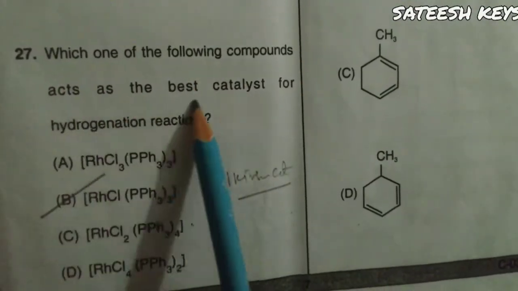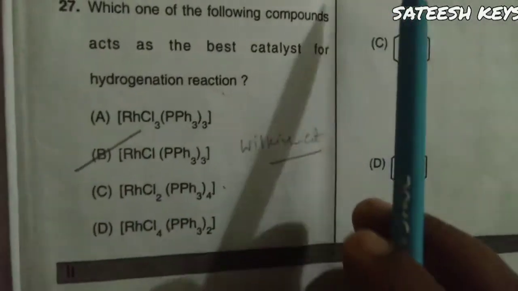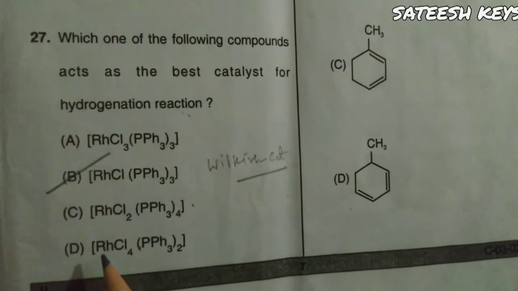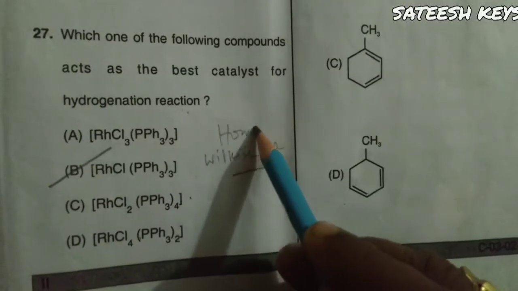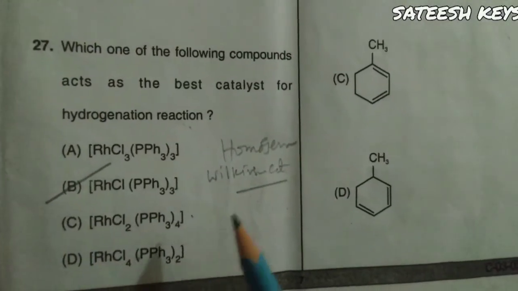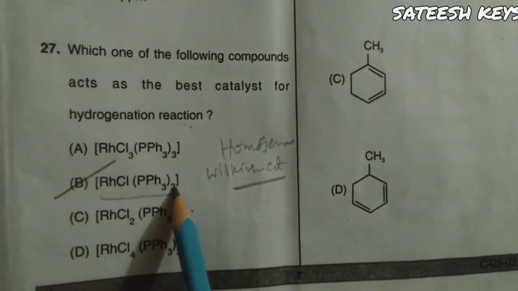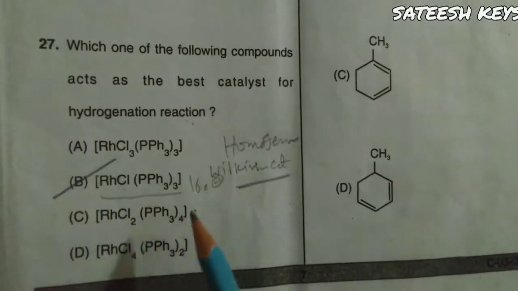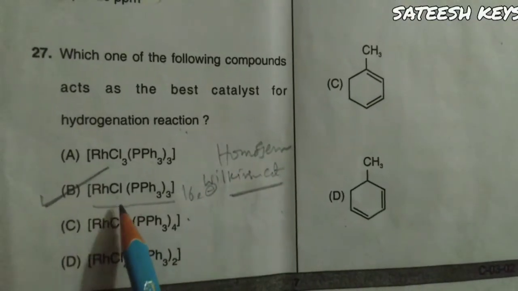Which of the following compounds acts as the best catalyst for homogeneous hydrogenation reaction? Here the options are given. Generally all are rhodium complexes, and rhodium complexes are used for homogeneous catalytic hydrogenation. Wilkinson's catalyst is tris(triphenylphosphine)rhodium chloride. It is a 16 electron species and a stable compound. So option B is the correct answer.